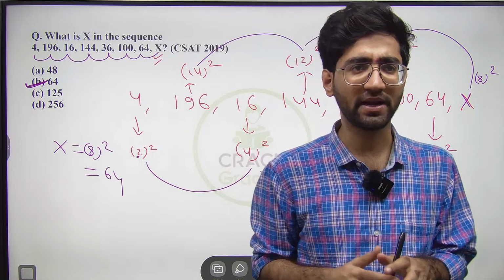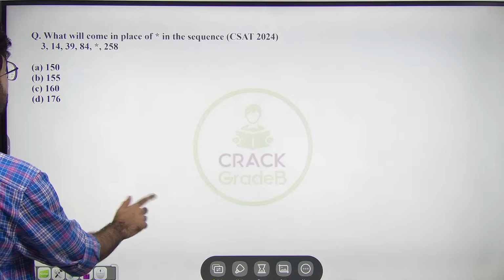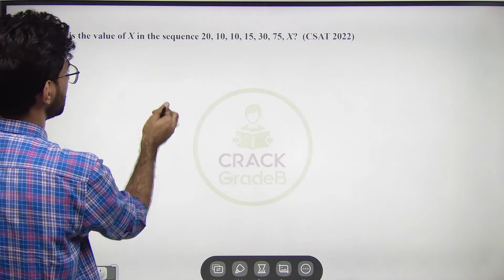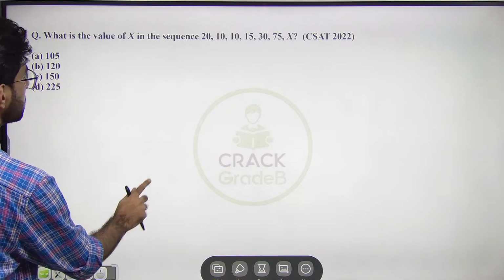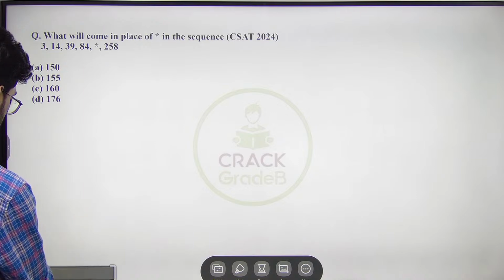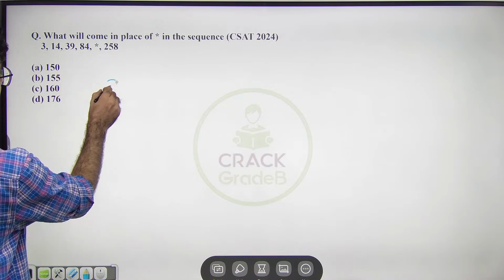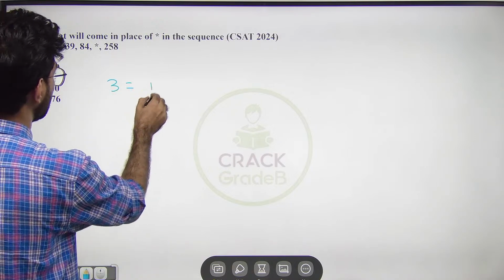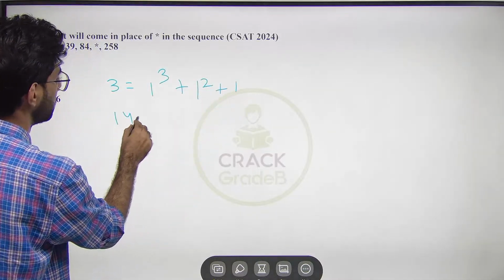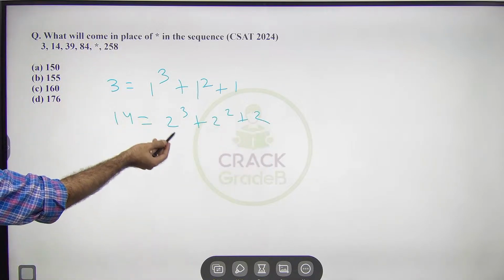And we have found that UPSC does repeat some kind of questions, some kind of patterns. Like I can again show you what the repetition is. See, in this question the pattern was very simple: 3 is equal to 1 cube plus 1 square plus 1. 14 was equal to what? 2 cube plus 2 square plus 2, right? This was the pattern here.